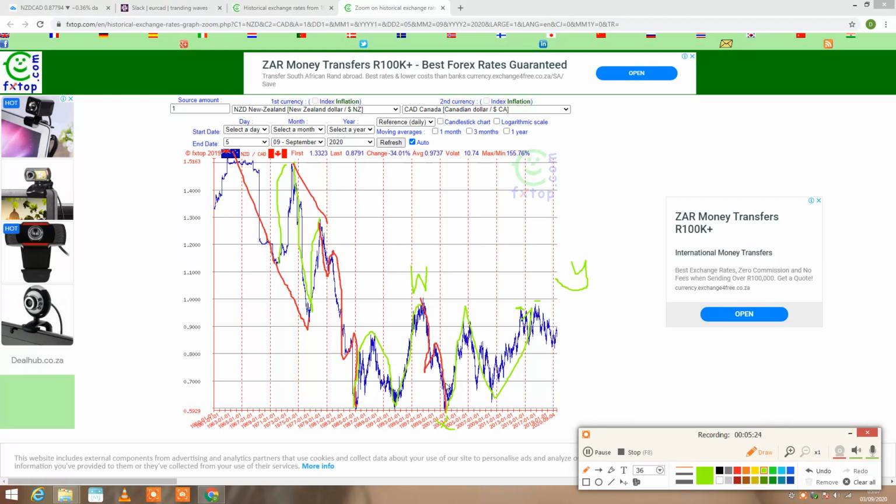So we have a WXY. I'm expecting what I'm expecting here. Let me just clear something here. All right, I told you I'm expecting this one at least to push back to this level. I will show you the reason why I'm expecting this one at least to push a bit higher to finish this Y before it continues to the downside. So the structure of NZDCAD is clear.